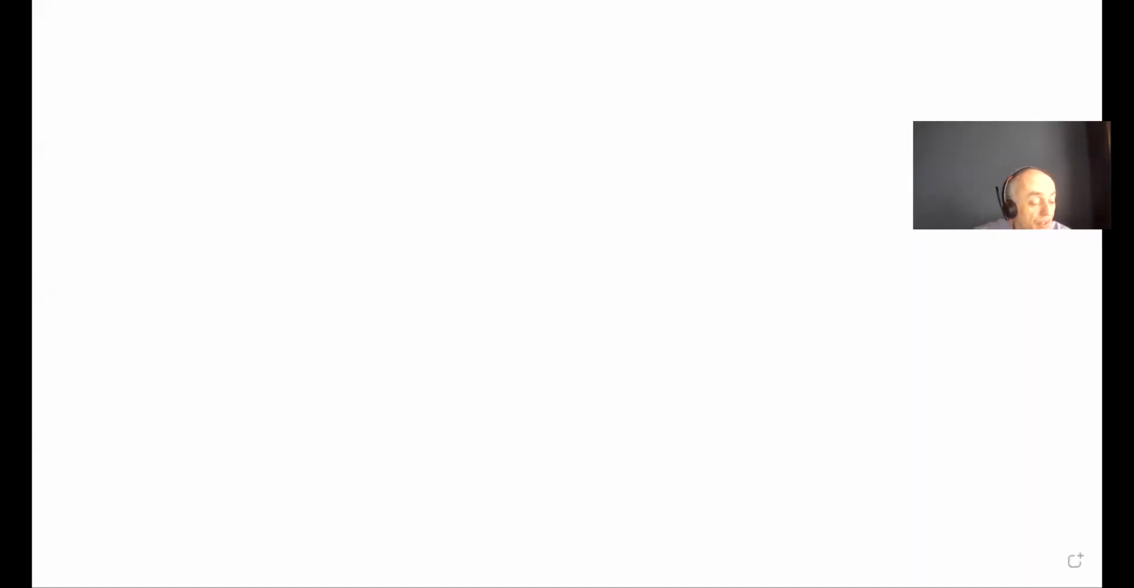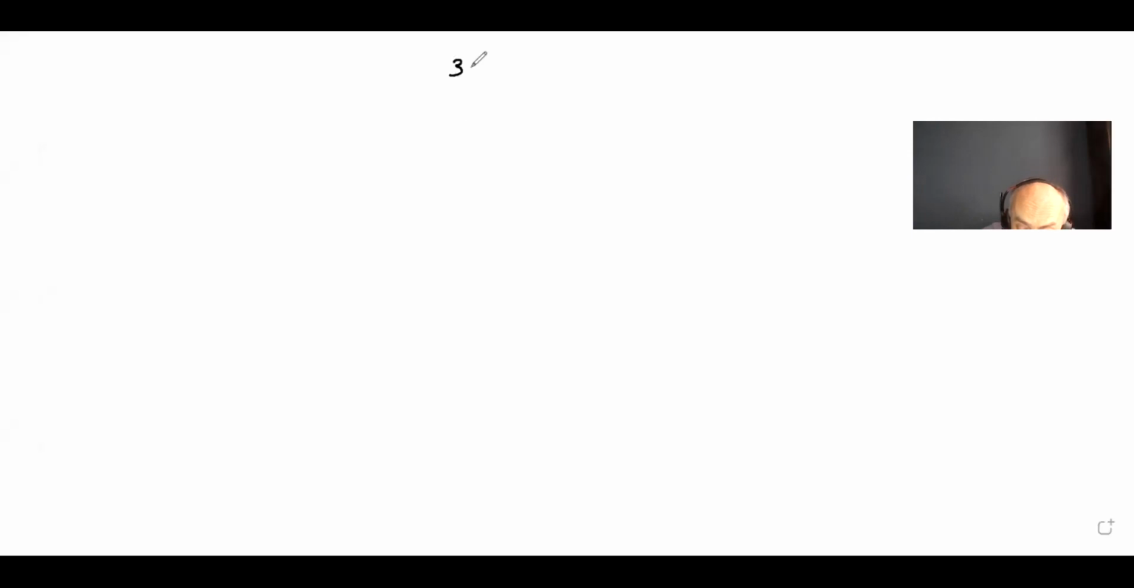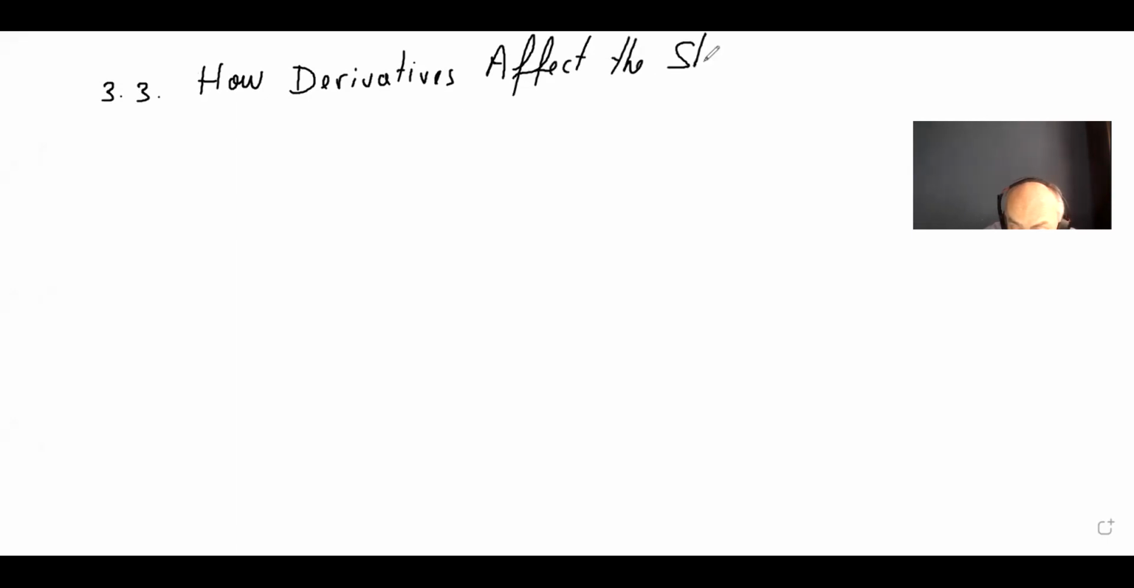So, folks, today we are going to discuss how derivatives affect the shape of the graph. All right, I'll tell you a small story here. How derivatives affect the shape of a graph.